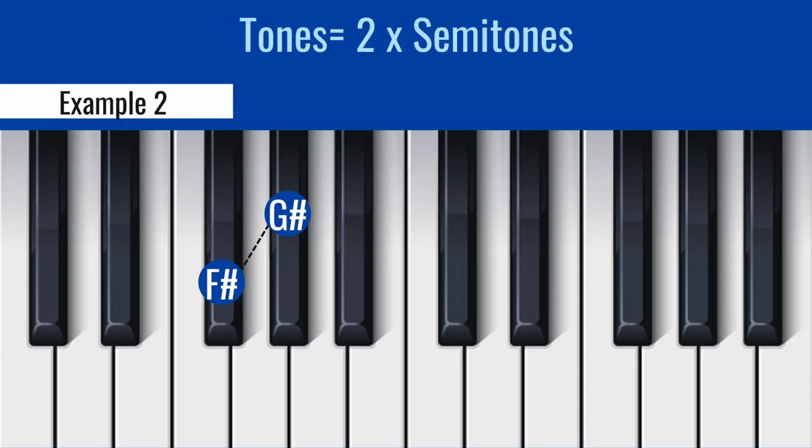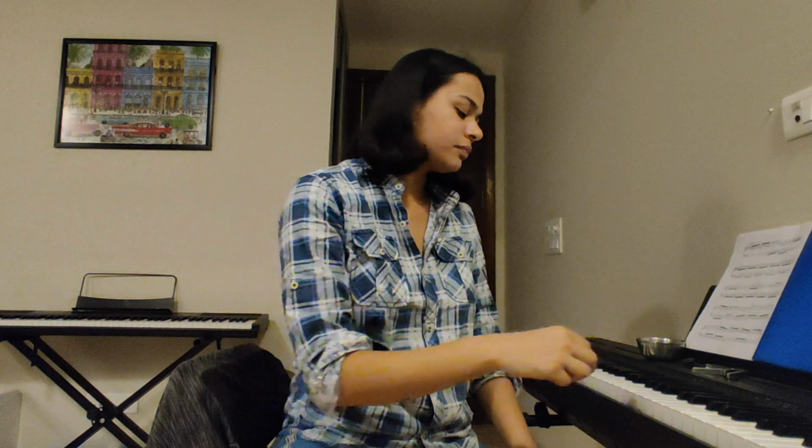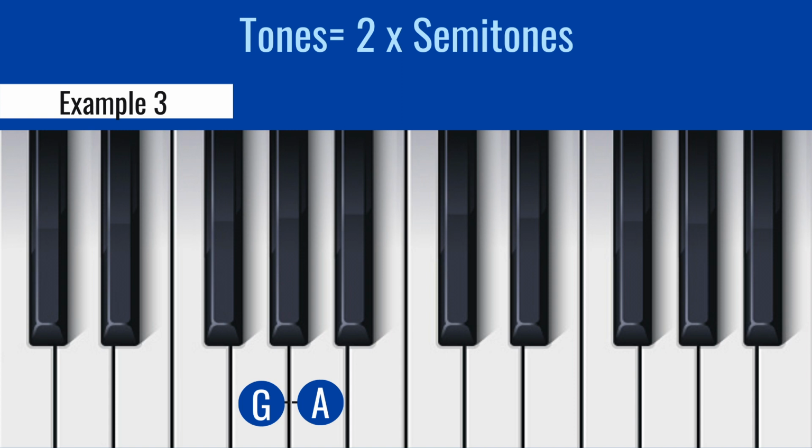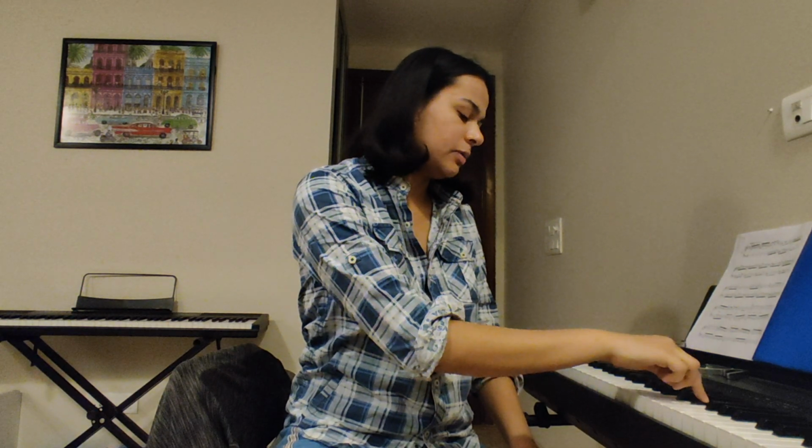Another example of a tone could be F sharp to G sharp, or C to D, or G to A, or C sharp to D sharp. So those are tones. So just to sum it up again, semitones are basically intervals wherein the notes are as close as they can be. Therefore, they are the smallest distance between two notes. And tones are basically intervals which are twice as long, or twice as distanced, as two semitones.